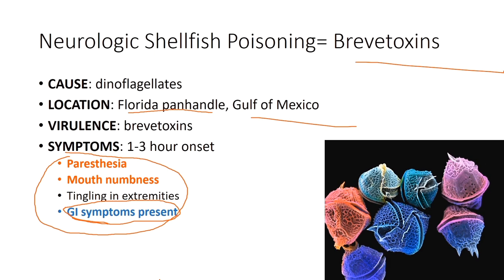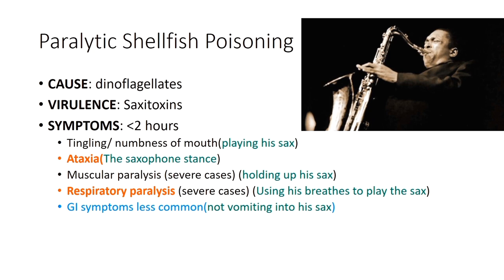So these are your paralytic shellfish poisoning. This occurs from dinoflagellates, and these are known as your saxitoxins. There's a reason I have a saxophone player there, and this is going to help you memorize all the aspects of this. This is high yield for your exam, so keep this in mind. So you're going to have tingling and numbness in the mouth. Why? Because you play the saxophone with your mouth. Haha. You also have ataxia. Well, can't you see his stance? He's got this sassy saxophone stance, which is a little bit off. It's not straight up and down.